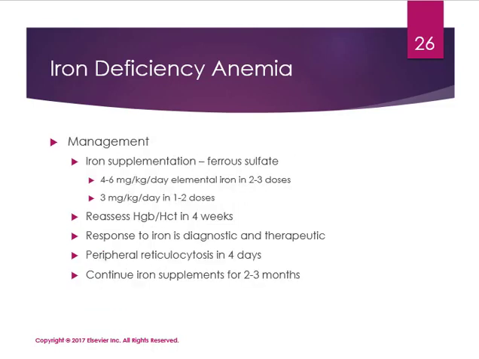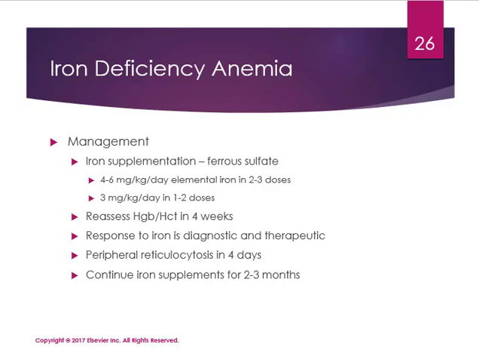Management of iron deficiency includes iron supplementation with ferrous sulfate, and your dosing of that would be 4 to 6 milligrams per kilogram per day of elemental iron divided into 2 to 3 doses, or 3 milligrams per kilogram per day divided into 1 to 2 doses, if there are mild symptoms of IDA.